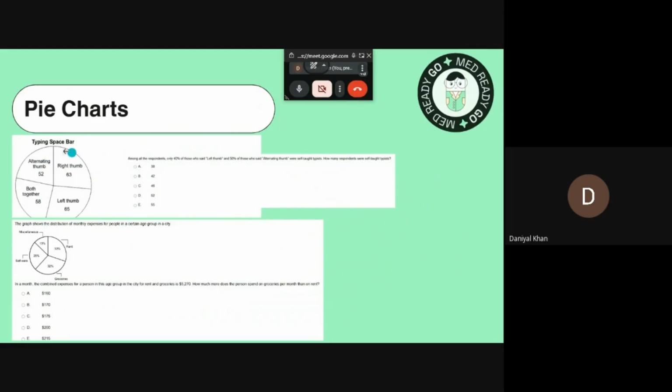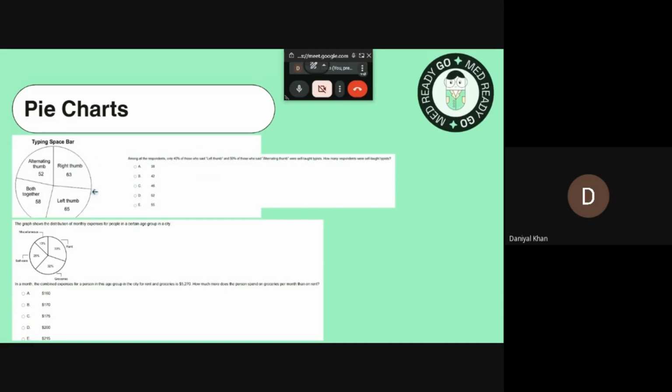And the thing I want you to do here is to just ignore the pie chart straight away and read the question. This is just to save you time, and also because you might be given useless information. So the question says, among all the respondents, only 40% of those who said left thumb and 50% of those who said alternating thumb were self-taught typists. How many respondents were self-taught typists? So from the question, you can see it's talking about the left thumb and the alternating thumb. The right thumb and the both together are both useless pieces of information. Do you see why I said read the question first?